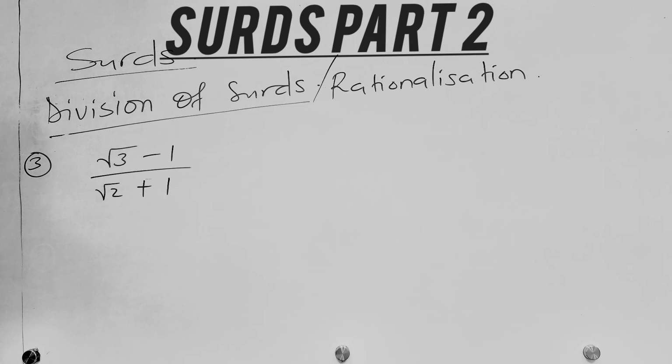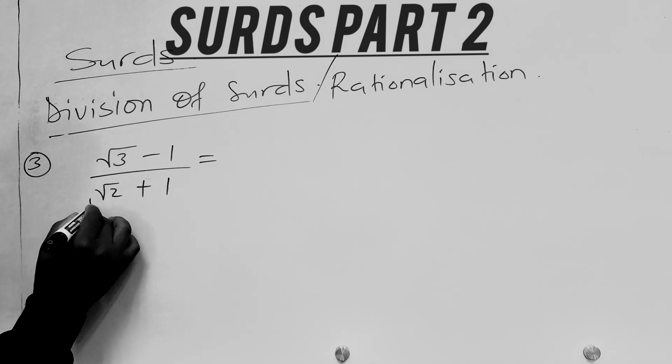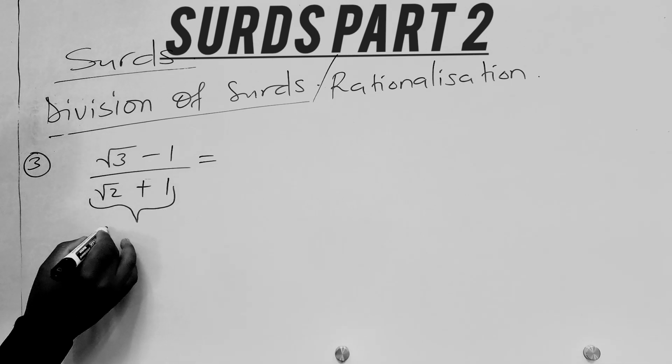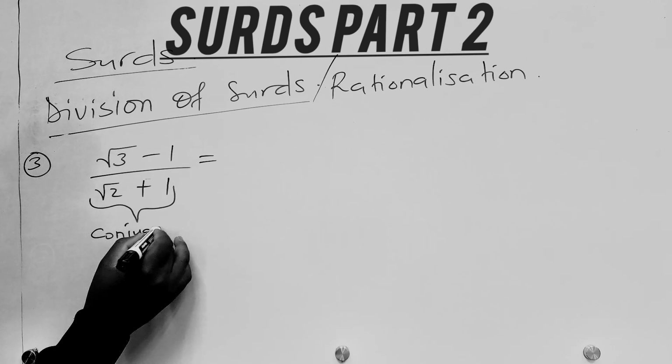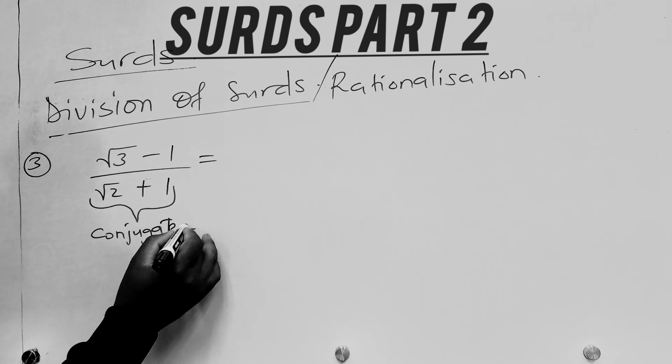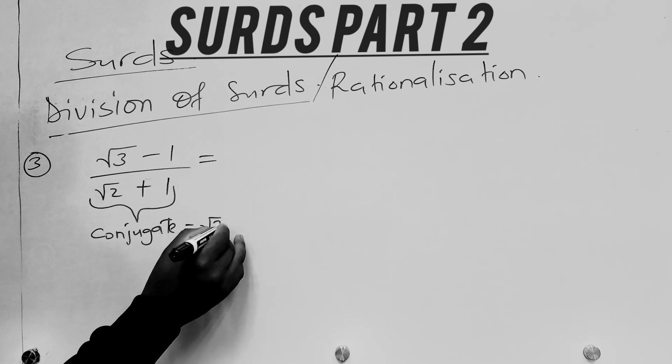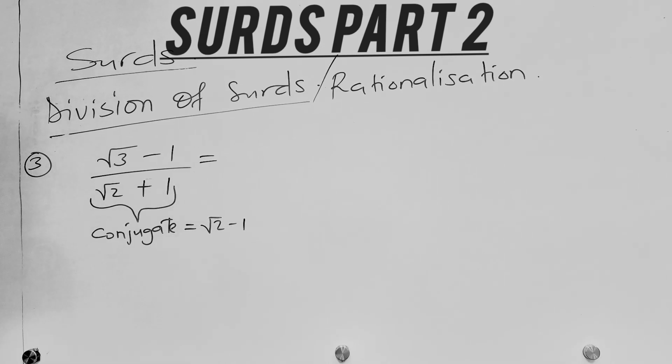To rationalize a denominator that has more than 1 term, what we do here is now different to what we've been doing when rationalizing a denominator with 1 term. So what we do now, we multiply with what is called a conjugate, a conjugate of the denominator. We multiply with a conjugate. The conjugate of this one, root 2 plus 1, is equal to square root 2 minus 1. You just change the sign, the middle one. It becomes square root 2 minus 1.